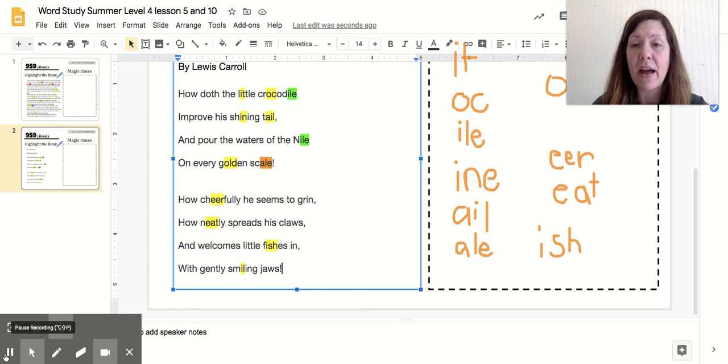Okay, so you've found all of these magic rhyme patterns. You've highlighted them in your poem. Now take your poem and read it to an adult and let those rhyme parts pop out at you. And as you're reading independently and writing independently, let those rhyme parts pop out at you as you read and write independently.